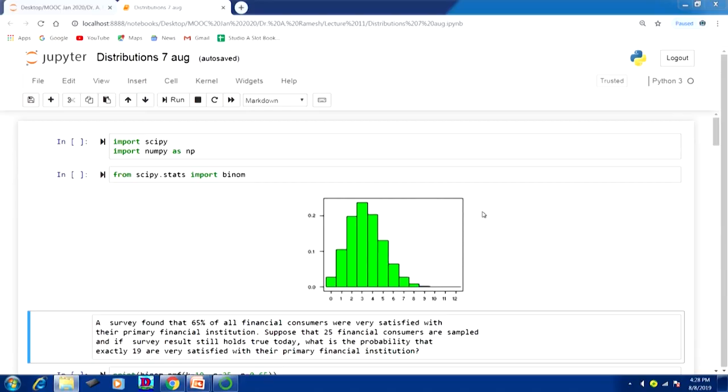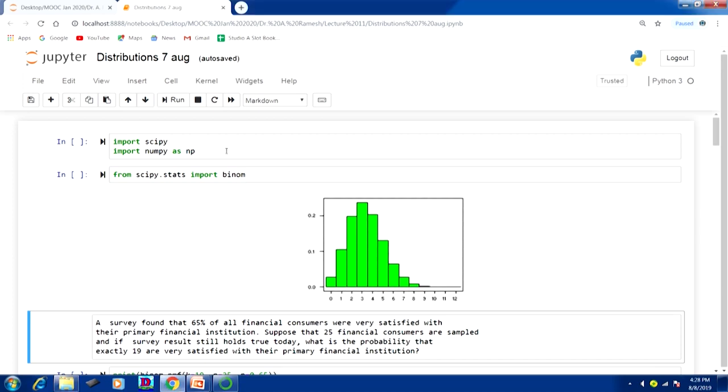Dear students, in the last lecture we have seen probability distributions. In this lecture, with the help of Python, we solve some problems from probability distributions. The problem is taken from a book written by Ken Black. The title of the book is Applied Statistics. So, we will see the problems now.